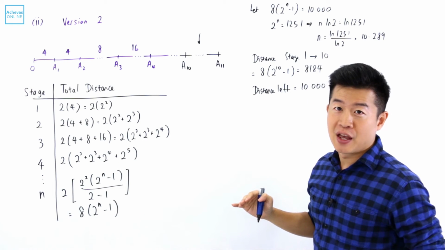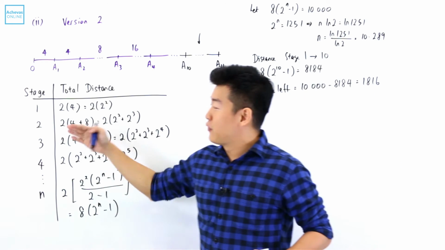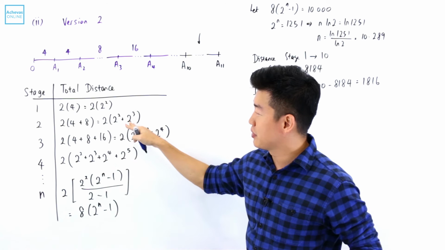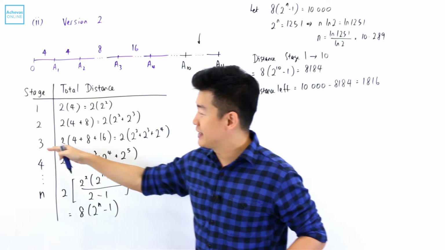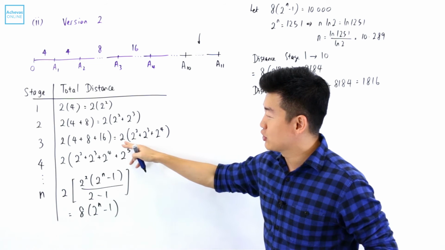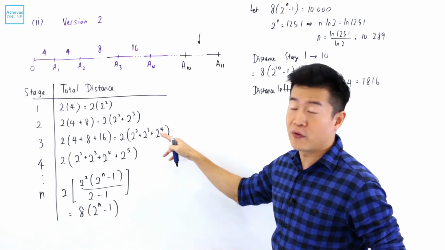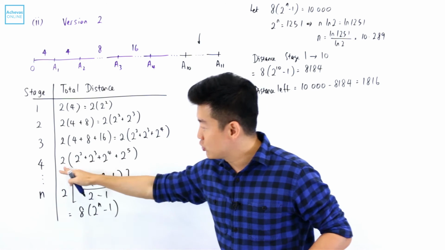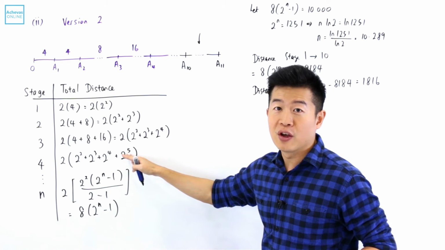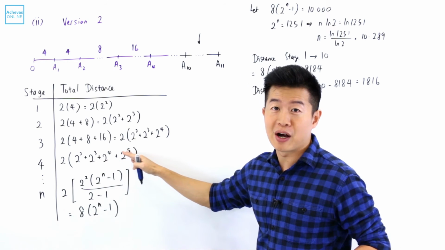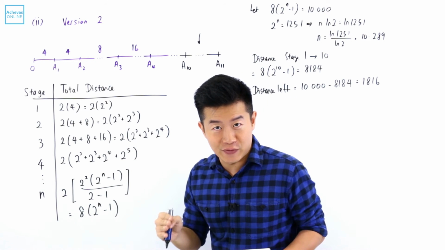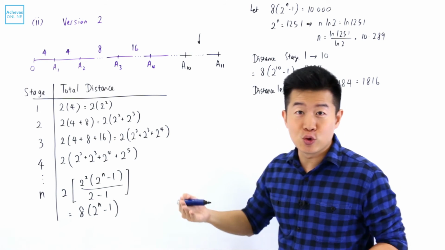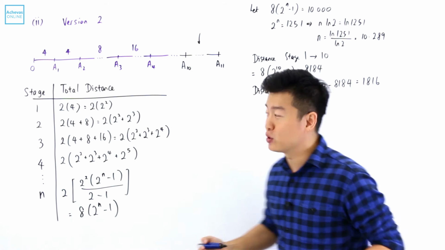to A11. For stage 2, the distance for that particular stage is 2 multiplied by 2 to the power of 3. For stage 3 alone, the distance that is covered is 2 multiplied by 2 to the power of 4, which is 3 plus 1. And for the 4th stage alone, it is going to be 2 multiplied by 2 to the power of 5, which means that for stage 11 alone, the distance covered by the athlete is going to be 2 multiplied by 2 to the power of 11 plus 1, so 2 to the power of 12.